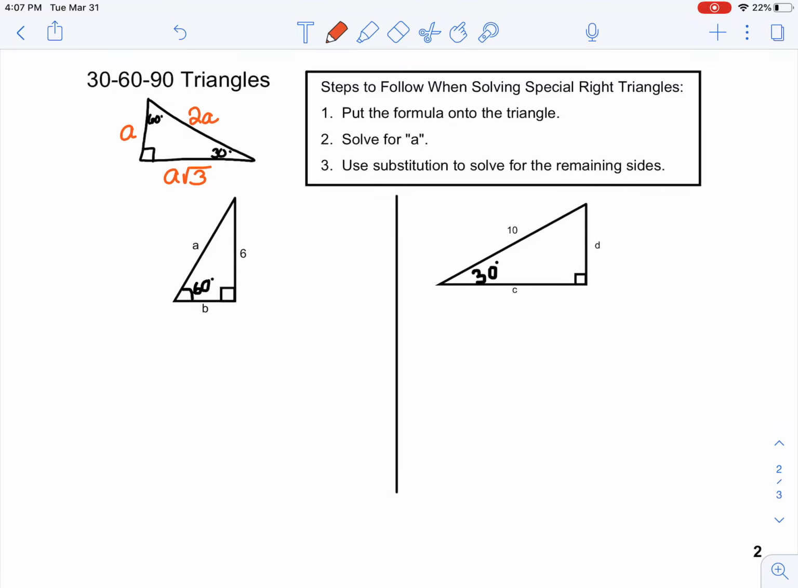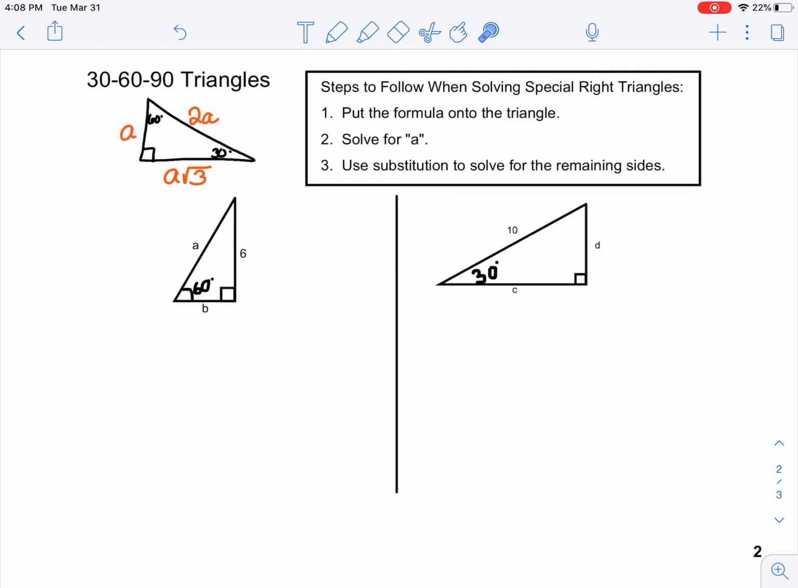Lastly, let's review our 30, 60, 90 triangles. So again, take a look at this triangle that's drawn out in the upper left corner. That reviews our formula for us. We have across from our 30-degree angle is our shortest side, which we will call A. Then across from the 60-degree angle, that's going to be the other leg, which is A root 3. And then across from our 90-degree angle, we have our hypotenuse, which is 2A.